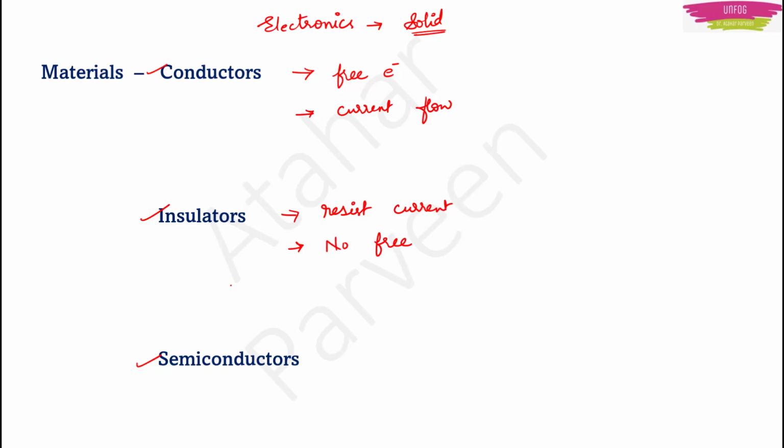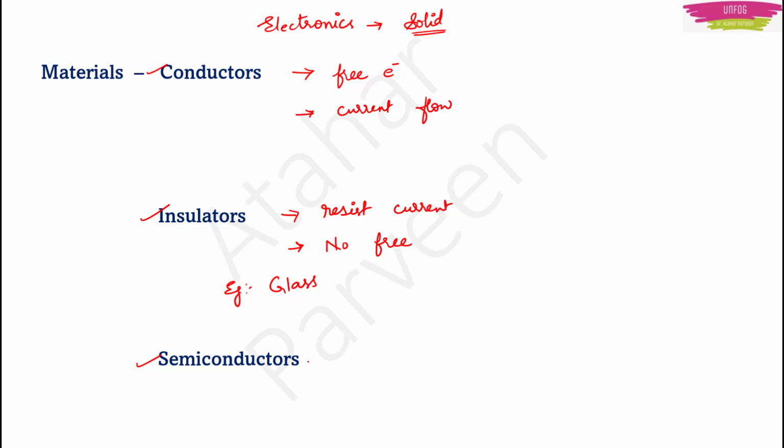Okay. Example. The best example is glass. In fact, glass is the strongest insulator. Why? Because it gives more resistance. It has high resistivity. It does not at all allow current to flow through it. Okay, so these are insulators.